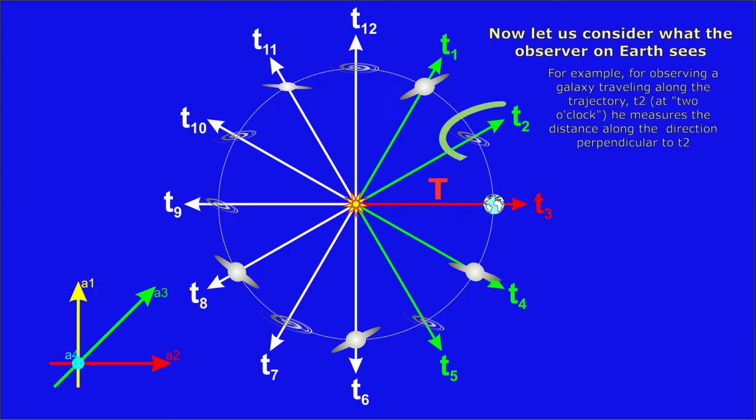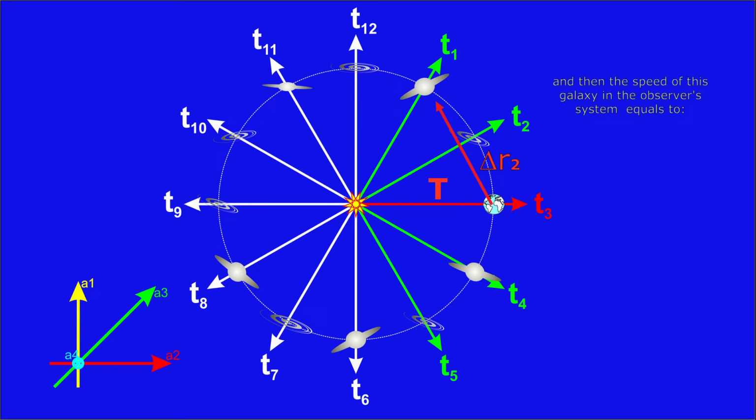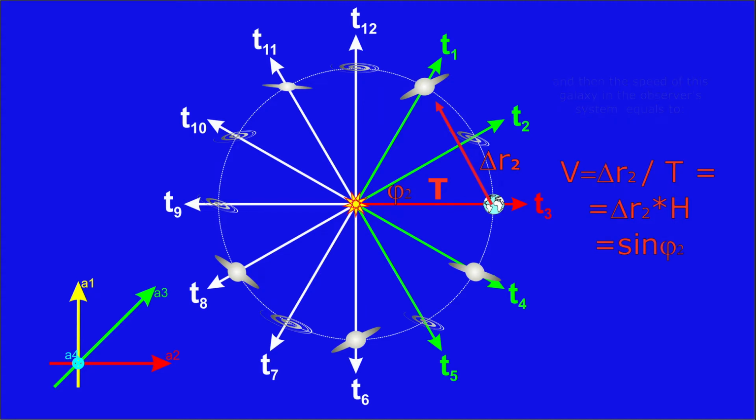For example, for observing a galaxy traveling along the trajectory T2 at 2 o'clock, he measures the distance along the direction perpendicular to T2. And the speed of this galaxy in the observer's system equals V = dr2/t = dr2 · H = sin φ2, where H = 1/t and it is Hubble's constant. That is, the velocity is equal to the sine of the angle between the galaxy's trajectory and that of the observer.